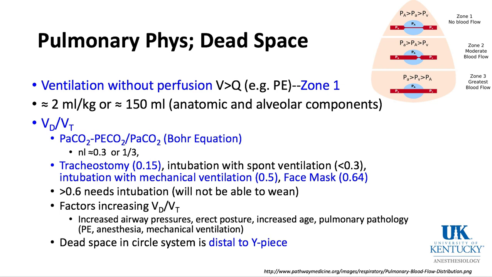The Bohr equation can be used to estimate the VD over VT, where you use arterial CO2 minus expired CO2 over arterial CO2. That's the Bohr equation. That's a way to calculate VD over VT. Now, some things change the dead space to tidal volume ratio.